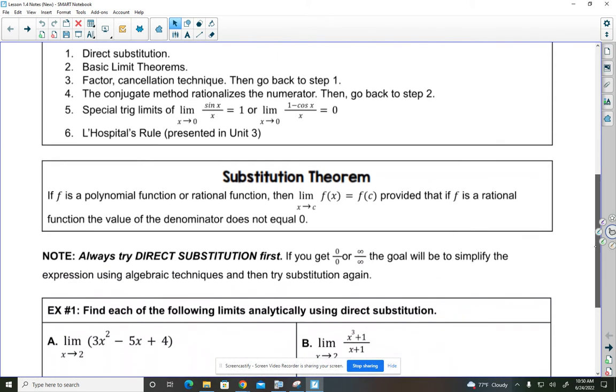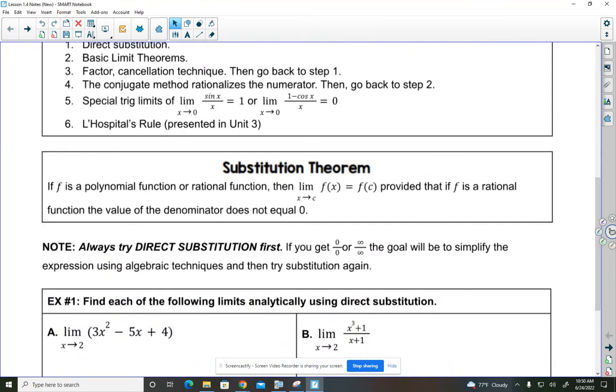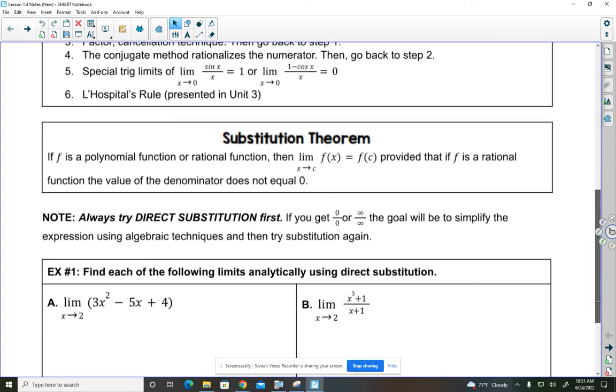So the substitution theorem. This is really direct substitution. If our function is a polynomial or a rational function, then the limit as x approaches c of f of x should equal f of c. That's simply because a polynomial function exists everywhere, and a rational function does too, provided that the value of the denominator does not equal 0. So if we can truly evaluate the function at the target value c, then we just plug it in and evaluate. Let's see what direct substitution looks like.